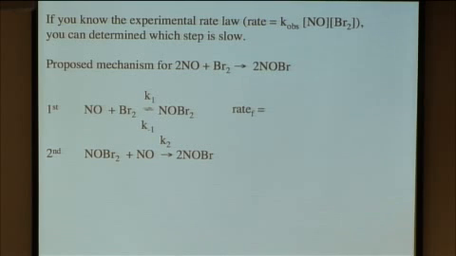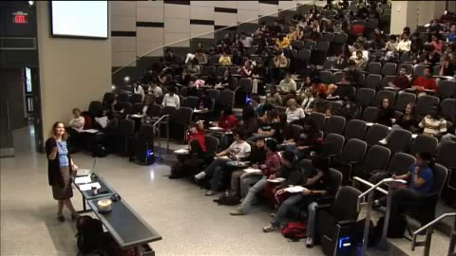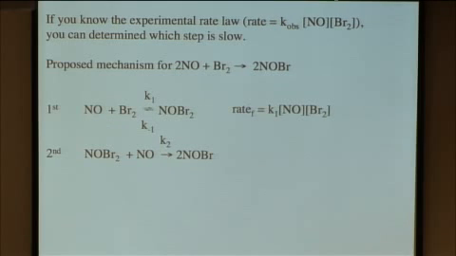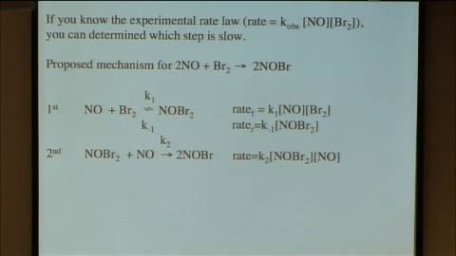And so that would be, you can yell it out, k1 times, yes, excellent. And for the reverse reaction then, we're going to have our k minus 1 times our intermediate concentration. Now we can look at step 2, where our intermediate is being consumed, and the rate would equal k2 times the concentration of the intermediate NOBr2 times the concentration of NO.